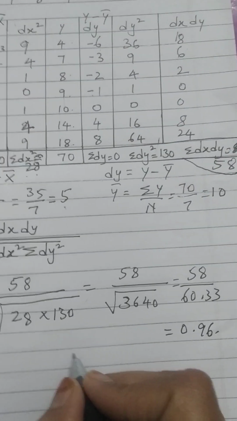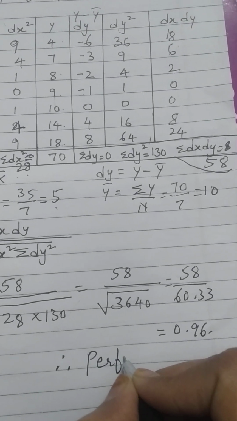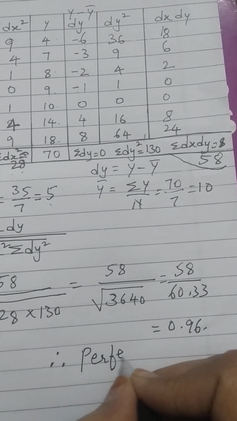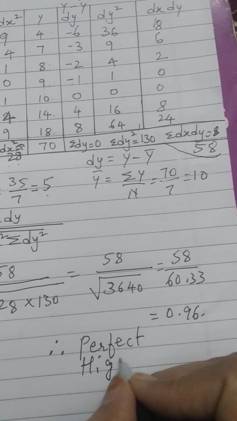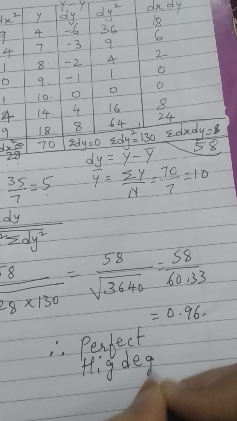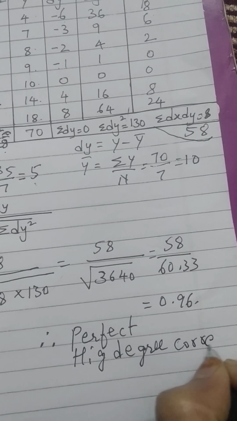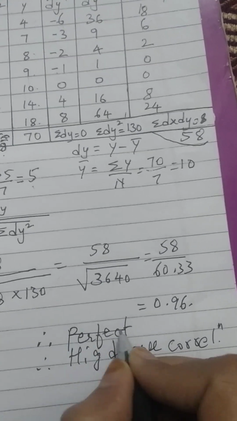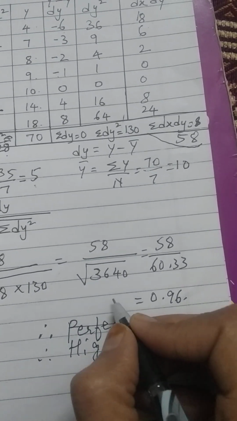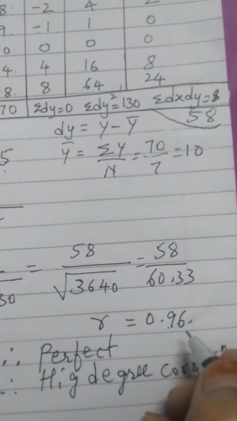Therefore it is a high degree of correlation. You can write: therefore it is high degree correlation, because r is equal to 0.96, which is very near to 1. So that's why we are saying high degree correlation.